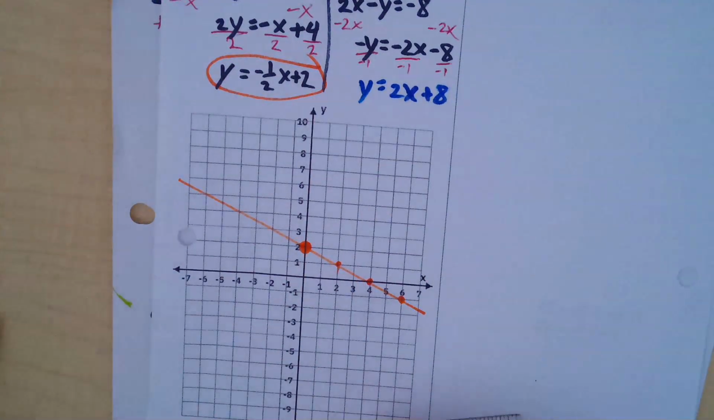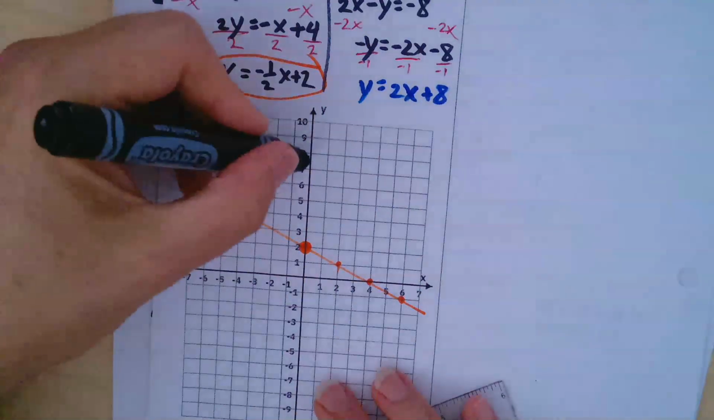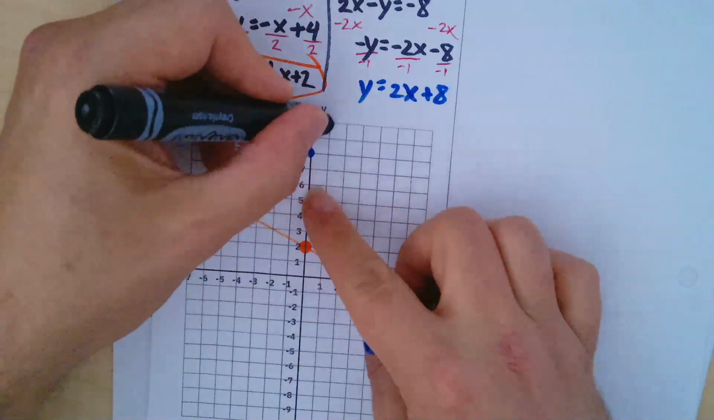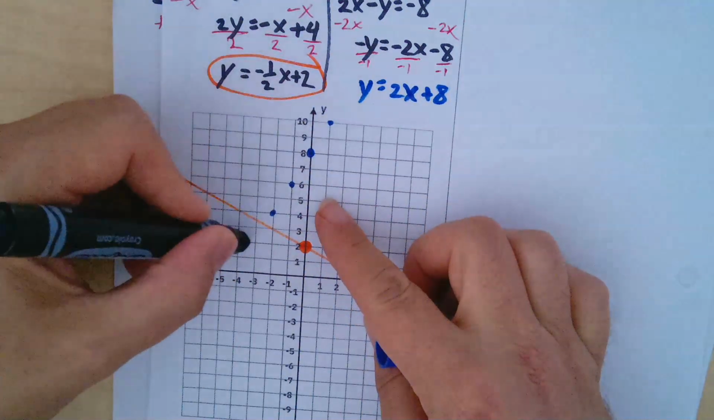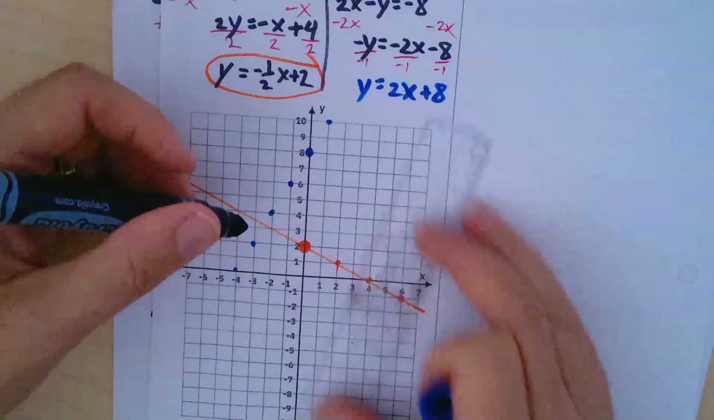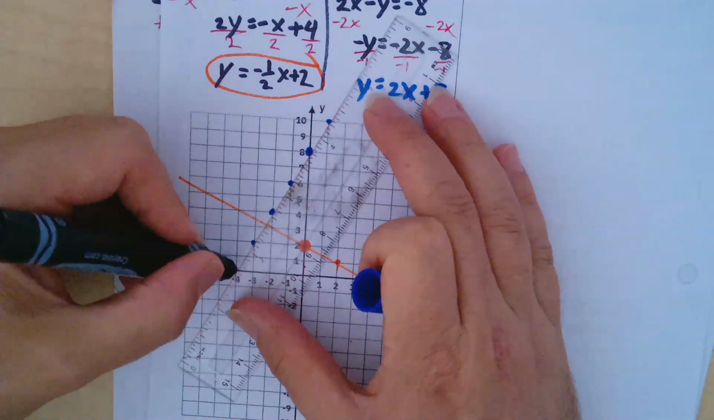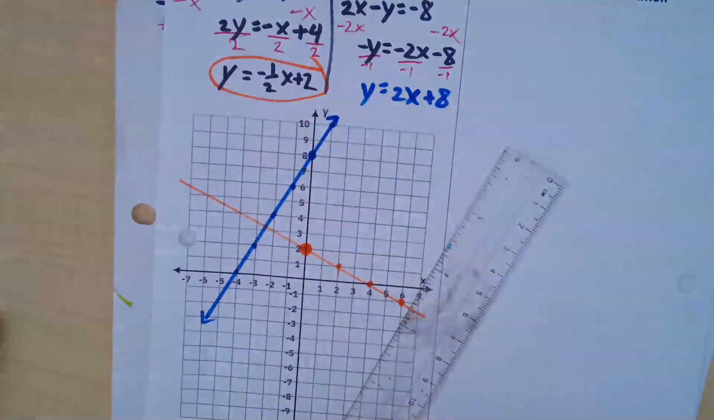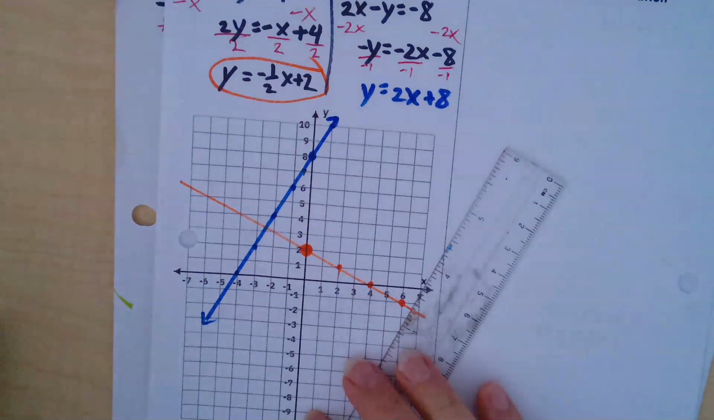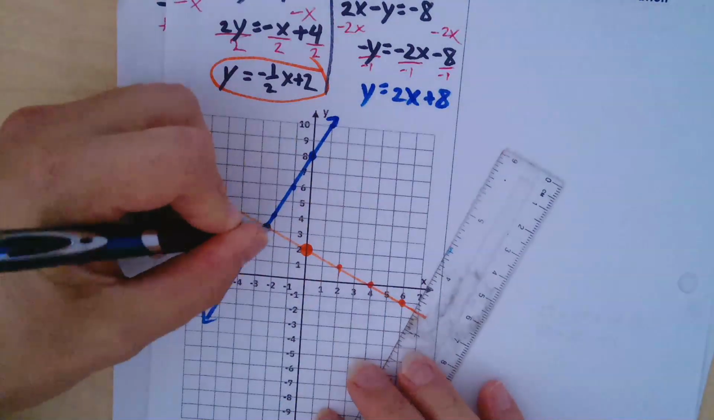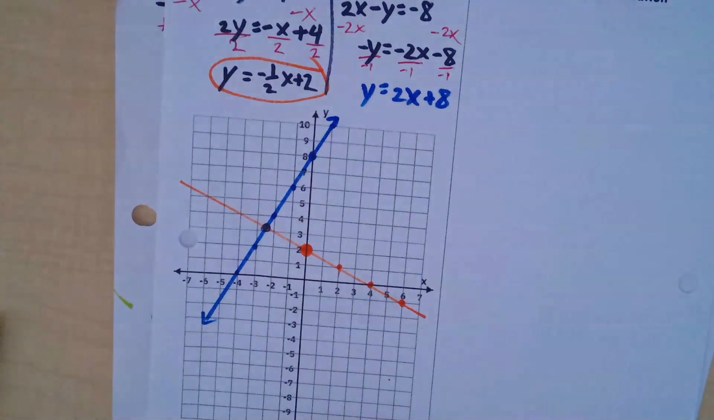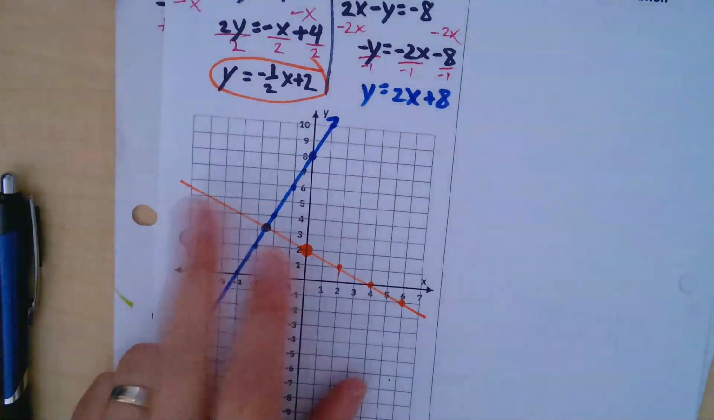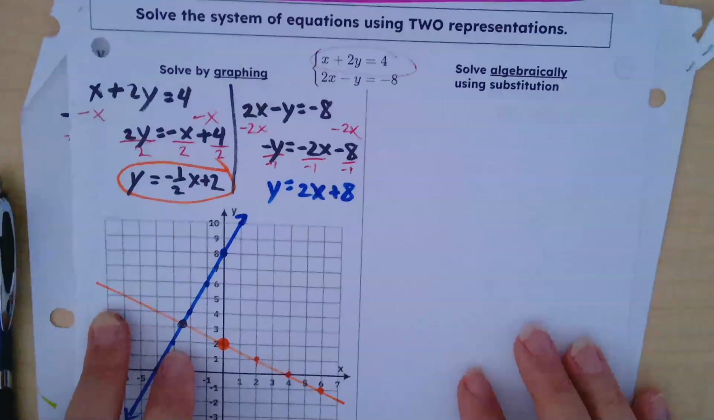And the other one, I'll do it in blue. So my y-intercept is at 8, and my slope is positive 2. So up 2 over 1, I can go this way. And graph. Okay, and my solution, it's not an integer, it's somewhere around here. Okay, so if we want a more accurate answer, we're going to have to do this algebraically.